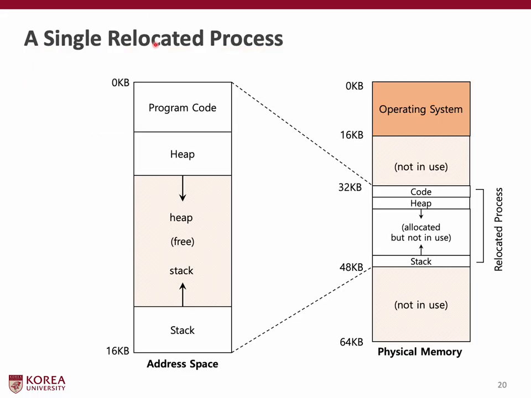Okay, here is a simple example. On the left side, you can see the virtual address space of a single process, and it starts from 0 kilobyte and goes up to 16 kilobyte, containing the code, heap, and stack, just like before. Now on the right side, you can see the actual physical memory, and at the top, the OS itself using the first 16 kilobyte region.